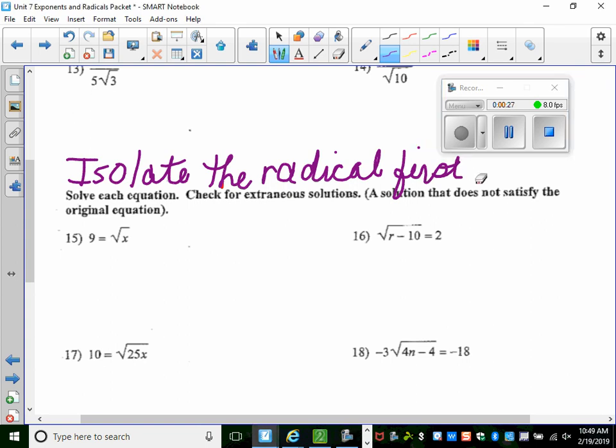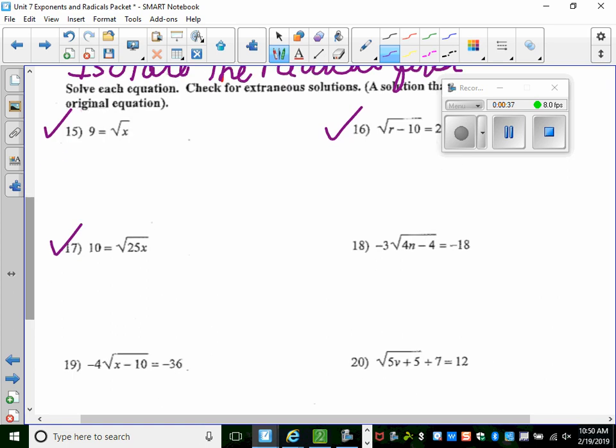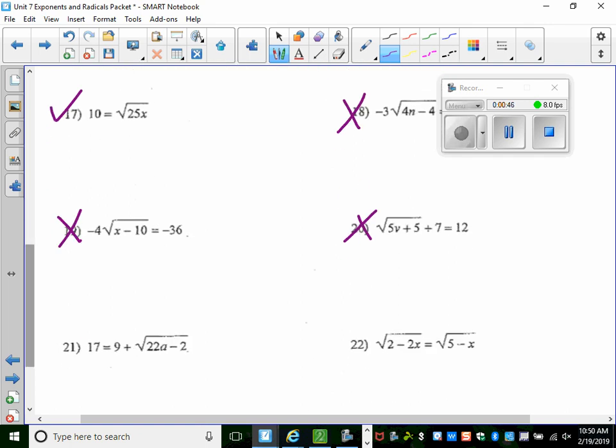So as you notice in some of the problems, like in this one here, the radical has already been isolated. In this case, it has not, because you have the -3 there, has not here, and here. Okay. So what happens when you do have something over there with the radical? We have to isolate that first and get the radical by itself.